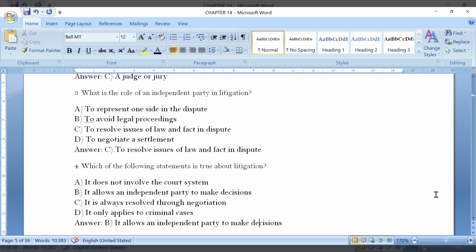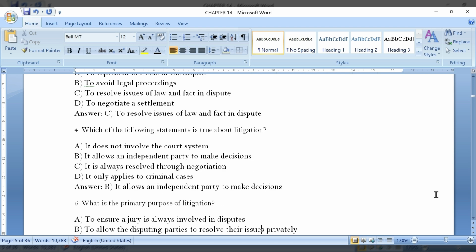4. Which of the following statements is true about litigation? A. It does not involve the court system. B. It allows an independent party to make decisions. C. It is always resolved through negotiation. D. It only applies to criminal cases. Answer. B. It allows an independent party to make decisions.